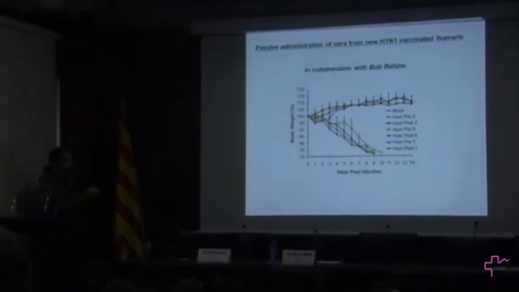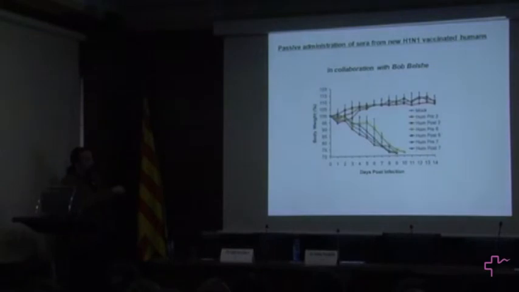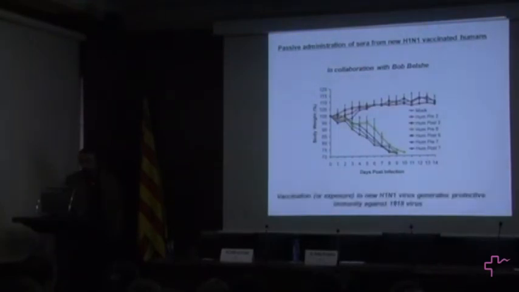And not only that, if you take the sera from people that have been vaccinated against the 2009 pandemic virus, and then you challenge mice with the 1918 virus, these mice are protected as compared to controls. So vaccination or exposure to the new H1N1 virus generates protective immunity not only against the new H1N1 virus, but also against a virus that is 100 years older, the 1918 virus.